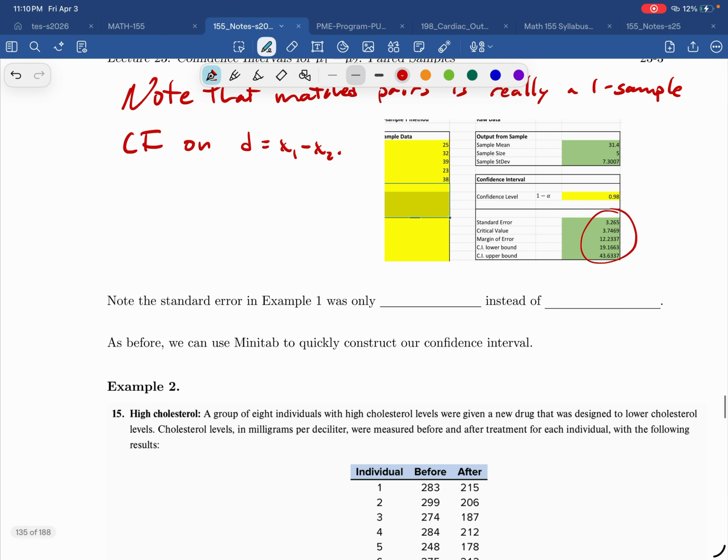Okay. And know that the standard error in example 1 was only, well, let's see what it was, 3.265 instead of, well, suppose we had done it with independent samples. Well, that would have been, yeah, and actually let's just see how we got that, right? We got it as 7.3007 over the square root of 5, right? As opposed to, we could have done the square root of, what would this have been? Well, I don't even know.